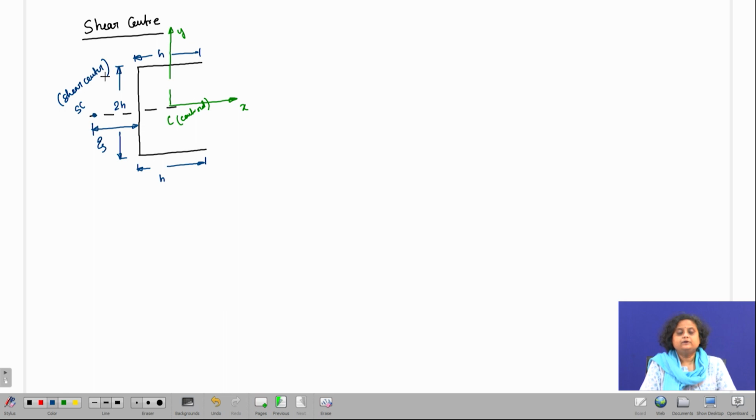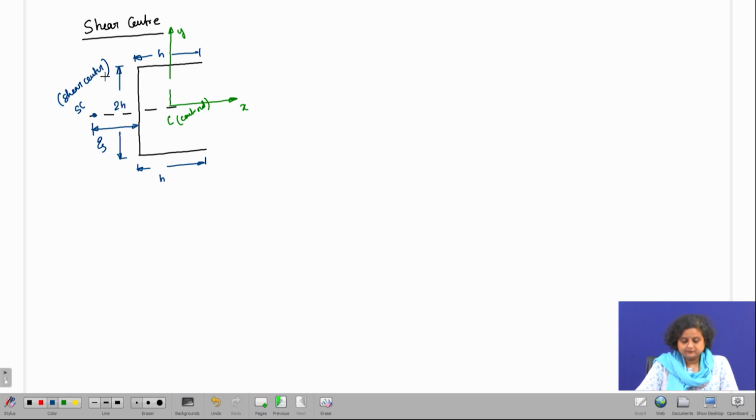Now, we are going to talk about a new concept which is called shear center of a cross section, of a beam cross section. Now, what is shear center? Before we go into the definition of shear center, let us try to understand about shear flow due to shear forces and due to torsion.